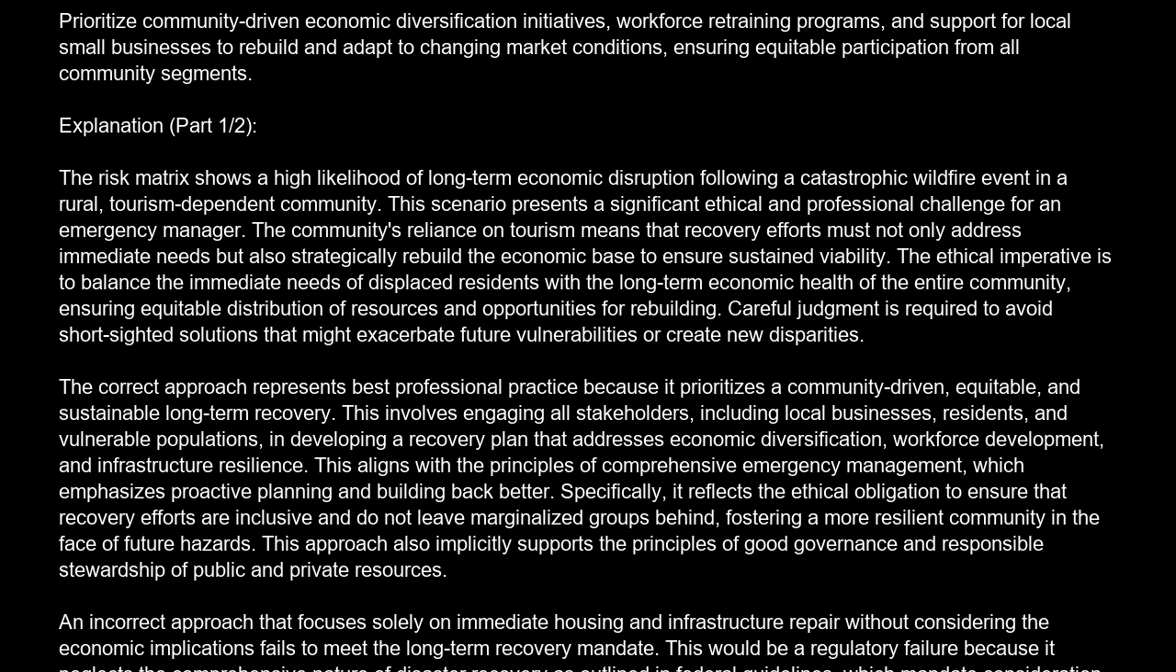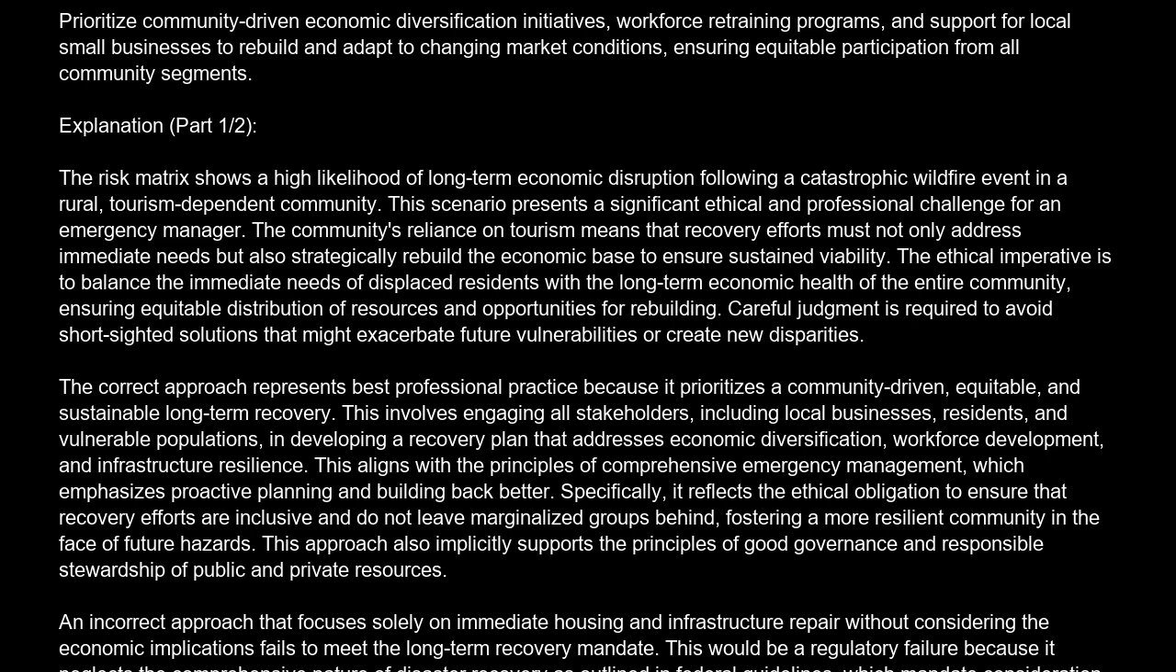The community's reliance on tourism means that recovery efforts must not only address immediate needs, but also strategically rebuild the economic base to ensure sustained viability. The ethical imperative is to balance the immediate needs of displaced residents with the long-term economic health of the entire community, ensuring equitable distribution of resources and opportunities for rebuilding. Careful judgment is required to avoid short-sighted solutions that might exacerbate future vulnerabilities or create new disparities.